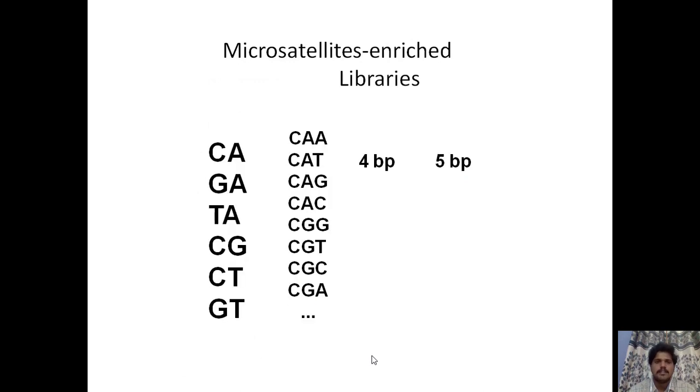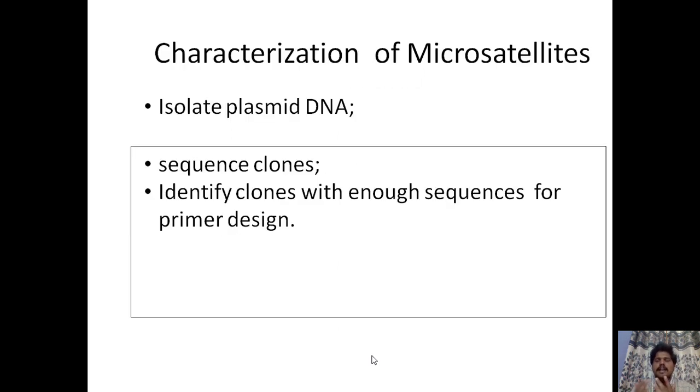So this is how they are made. Then microsatellite enriched libraries, you observe these 2 base pair, 3 base pair, 4 base pair, 5 base pair, and so on. So we can enrich them in the form of libraries. Then characterization of these microsatellites: isolate the plasmid DNA, sequence the clones, identify the clones with enough sequences for primer designing.